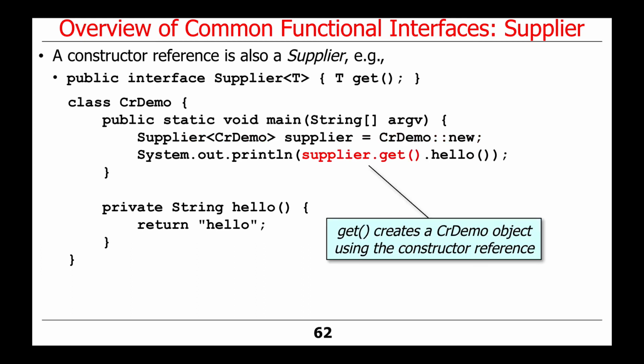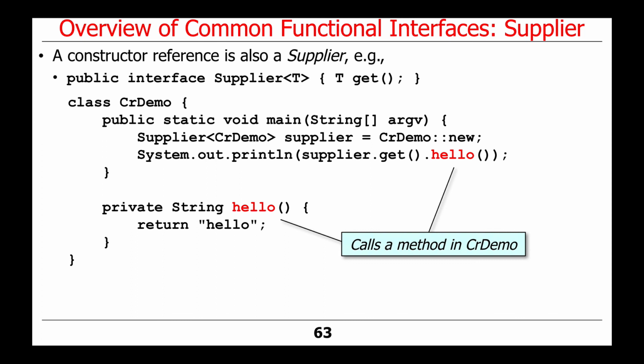And then in the next line, when we say supplier.get, that get method will actually forward to the constructor reference, CRDemo::new, that will allocate a new CRDemo object, and then we will call the hello method on that object, which of course will simply call the hello method defined here to return the value hello, which we print out. So that's an example of using a supplier as a way to hold a constructor reference and then make an instance of that object that the constructor reference is associated with.